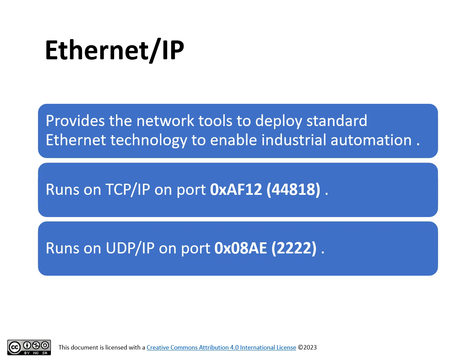Ethernet Industrial Protocol, EtherNet/IP, a member of the Common Industrial Protocol, CIP, provides the network tools to deploy standard Ethernet technology to enable industrial automation applications and enterprise connectivity for data and control. This protocol runs over TCP/IP or UDP/IP. TCP/IP uses the reserved port 0xAF12, 44818, for transmitting explicit messages, while UDP/IP uses the reserved port 0x08AE, 2222, for transmitting I/O messages.